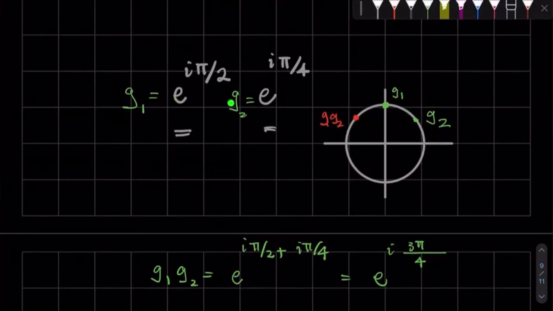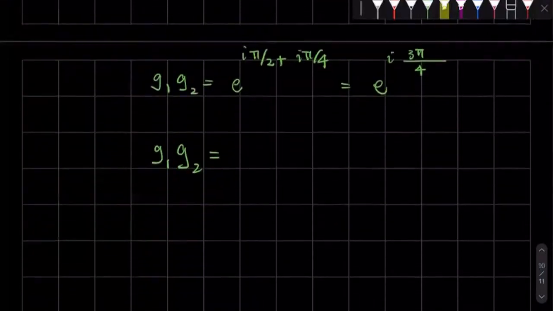And one way of thinking about the inverse element is that if you take G2 inverse, it just moves you back in the opposite direction. This is basically how we think of it physically or geometrically.